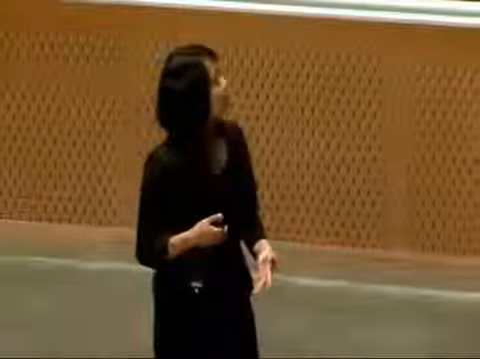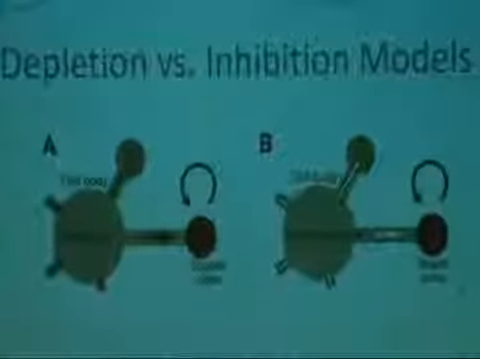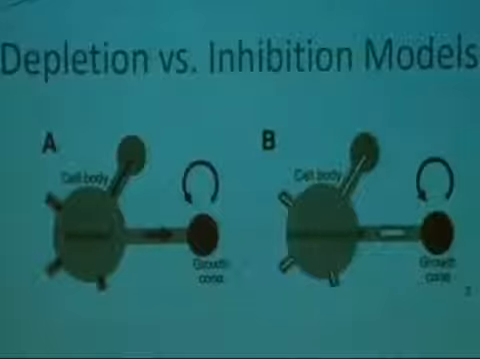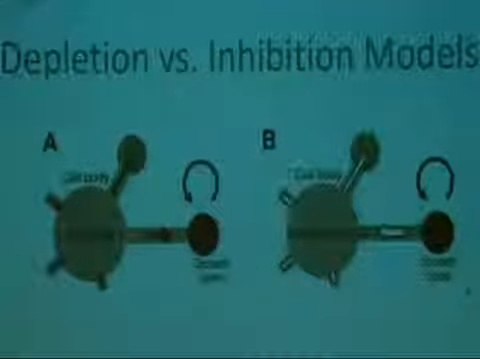Now, as I said before, this neurite competition is a very complex process, so there have been two types of models proposed to help try to understand this process. The two types are depletion and inhibition. Depletion models are models that only take into account growth proteins. They have a certain concentration of growth protein in the cell body, and over time, this growth protein gets shipped out to the tip of each neurite.